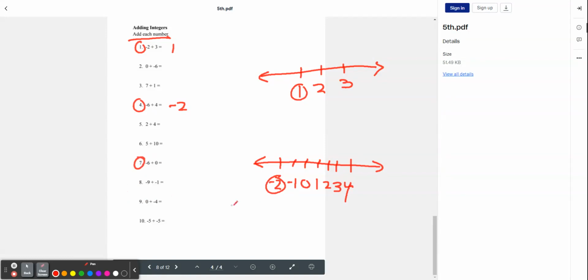Let's try 7. We start from 0, and we're going to move to the left 6 times. 1, 2, 3, 4, 5, 6. -1, -2, -3, -4, -5, and -6.